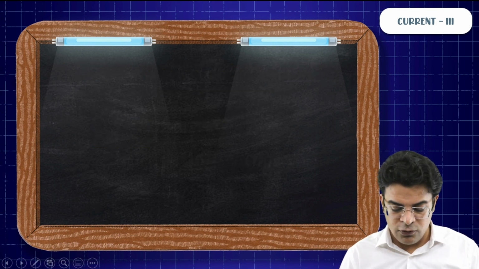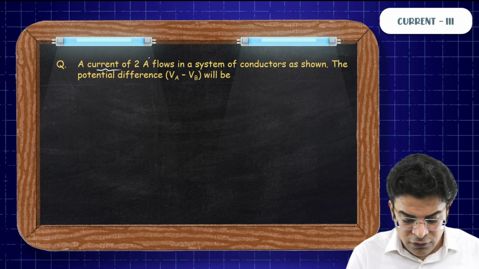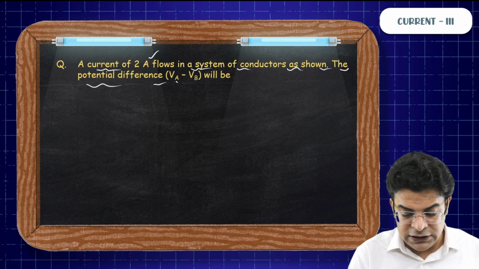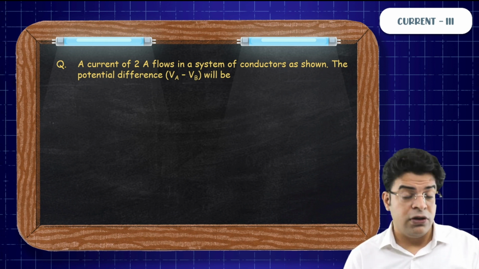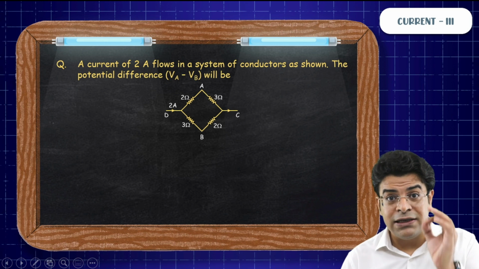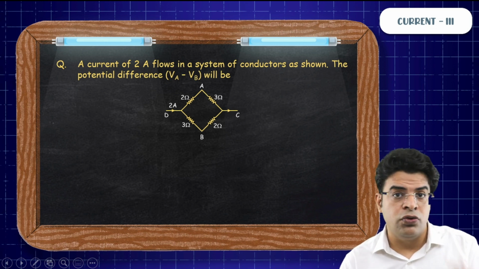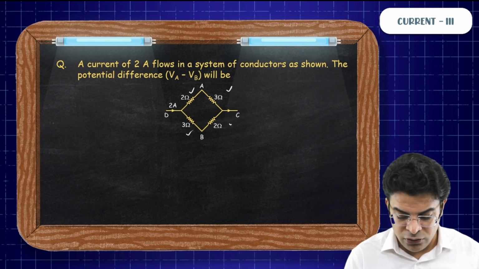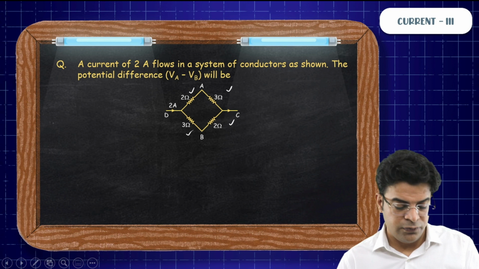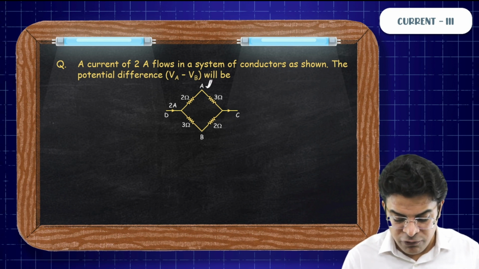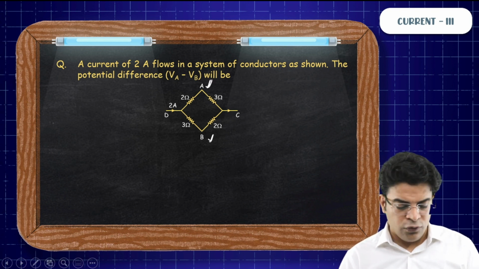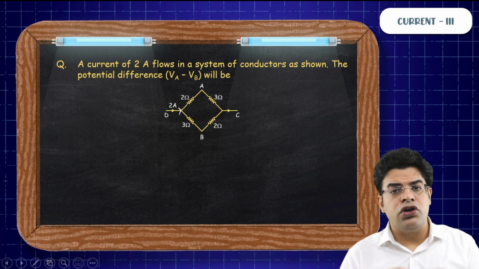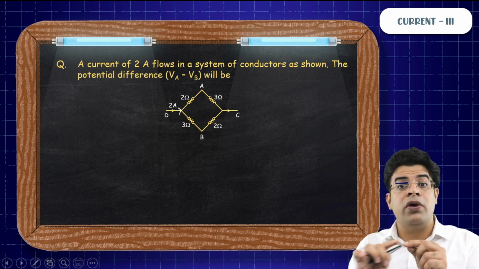Okay, let's move on. A current of 2 ampere flows in the system of conductors as shown. The potential difference VA minus VB will be. Now this is an important question. Why? Because it sets the foundation for Wheatstone Bridge. Here you can see you have got 2 ohm, 3 ohm, 3 ohm, 2 ohm. There are 4 resistors. Now the question is, what is the value of VA minus VB? So how to find it? When the current reaches this point, it has 2 options, to go in the upper line or to go in the lower line.